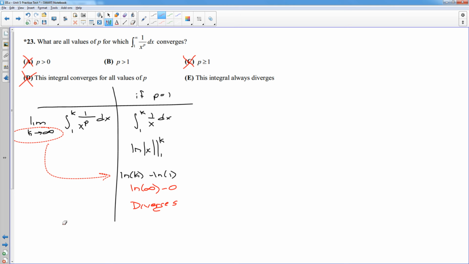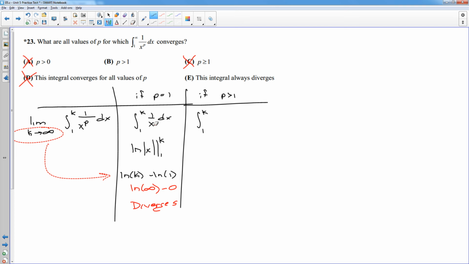My other 2 options are p is greater than 1 and the integral always diverges. So now what I'm going to do is see what happens if p is greater than 1, and this is where it gets very tricky because unlike that first option where the p just turned into 1, this one we're going to have to keep a p into the problem. So that's going to be the antiderivative from 1 to k of 1 over x to the p.